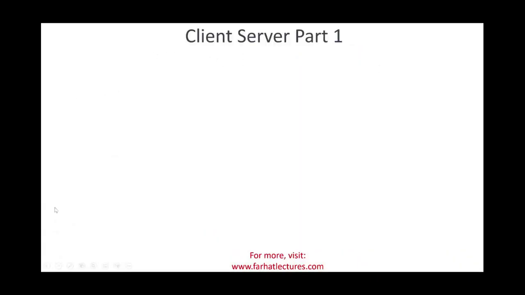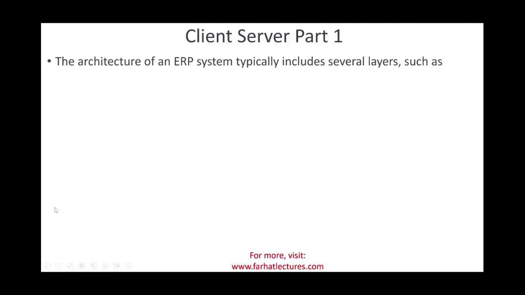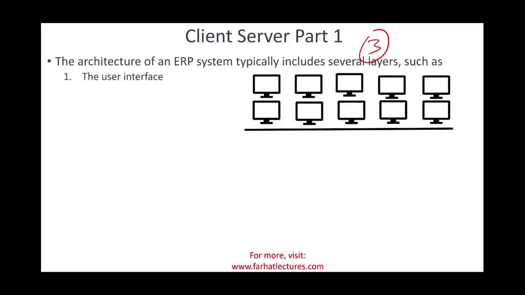Let's start with the client server, part one. The architecture of an ERP typically includes several layers, usually three, and the first is the user interface. Now, what is the user interface? Think about the user interface. When I am using a laptop right now, I'm looking at my screen. This is my user interface. This is what I'm interfacing with.